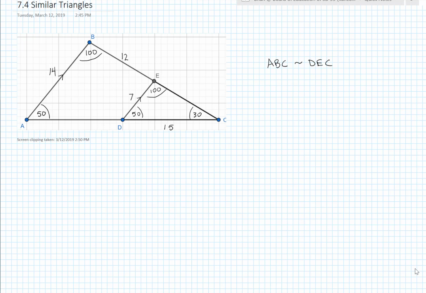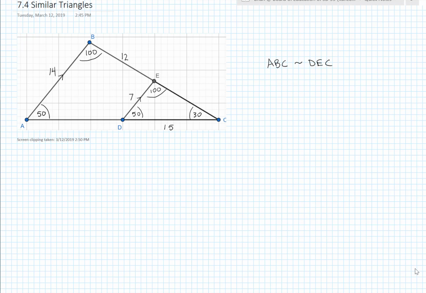So let's take a look at some problems that we can solve or that you might be faced with. I've labeled some of the segments of this diagram. So the line segment CD is labeled with 15 and DE is labeled with 7. That's pretty good because we have two sides of that triangle labeled. And then I have AB labeled with 14, and that's a side of the larger triangle.